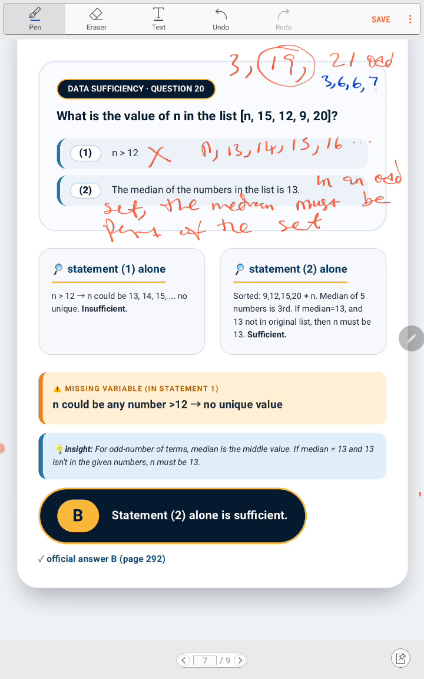Now the median is part of this. But what if we now have 3, 5, 6, 7? The median now is 5 plus 6 over 2, which is 5.5. But you know that 5.5 is not part of the set. But if it is an odd set, the median is always part of the numbers. So statement 2 is sufficient. Statement 1 is not. And the answer is B.